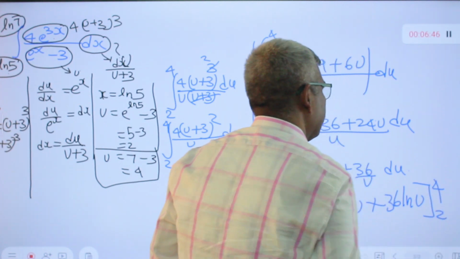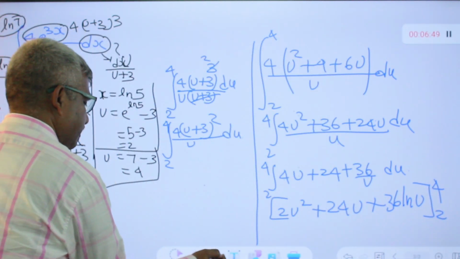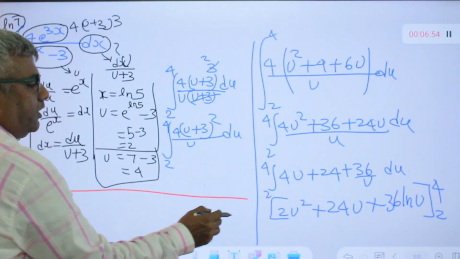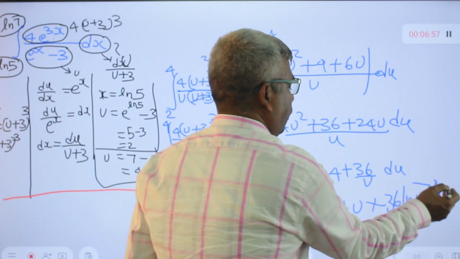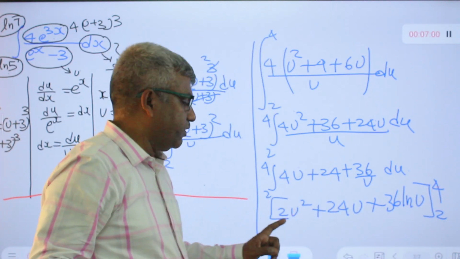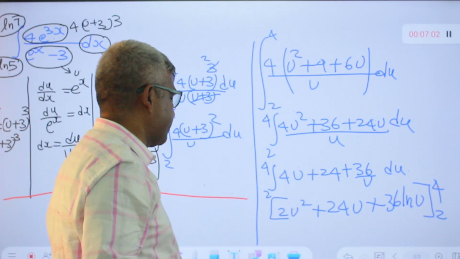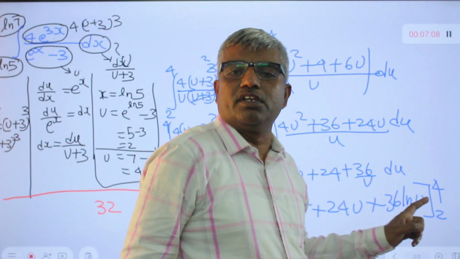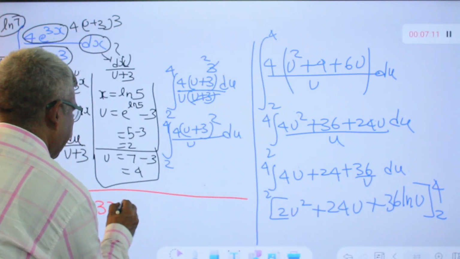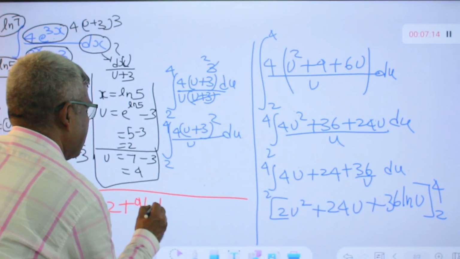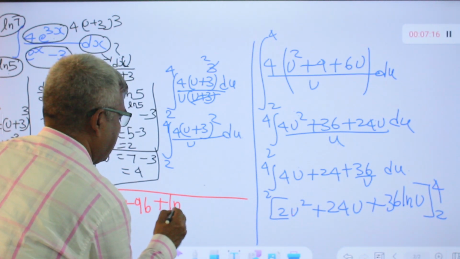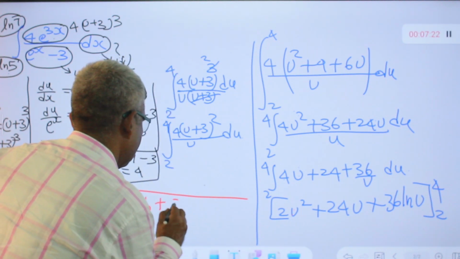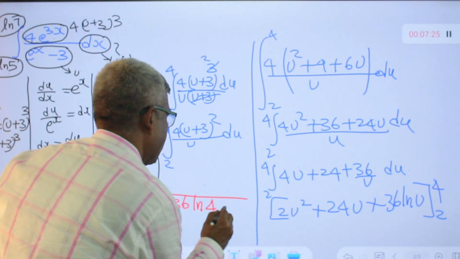2 to 4. Again, I am substituting. Here I will change the ink. 2u squared, I am substituting 4. If I substitute u instead of 4, squared is 16. 2 times 16 is 32. Plus 24u, u is 4. 24 times 4 is 96. Plus 36 ln 4. Okay, minus.